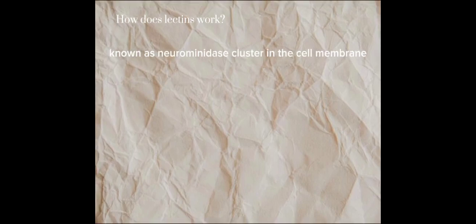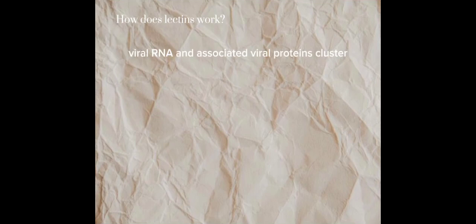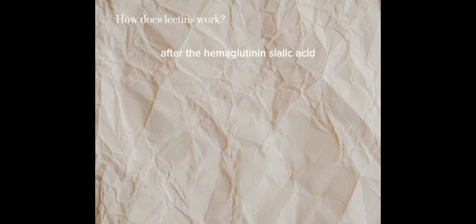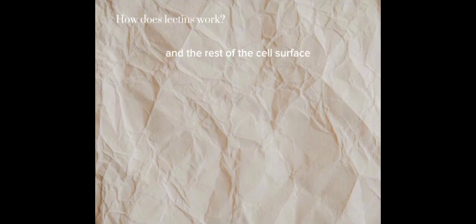After replication of the virus inside of the cell, hemagglutinin and the viral enzyme known as neuraminidase cluster in the cell membrane. Viral RNA and associated viral proteins cluster near this membrane site, and the new viruses bud off in a portion of the cell membrane after the hemagglutinin-sialic acid linked to the infected cells is released by the neuraminidase, cutting the bond between the sialic acid and the rest of the cell surface carbohydrate.